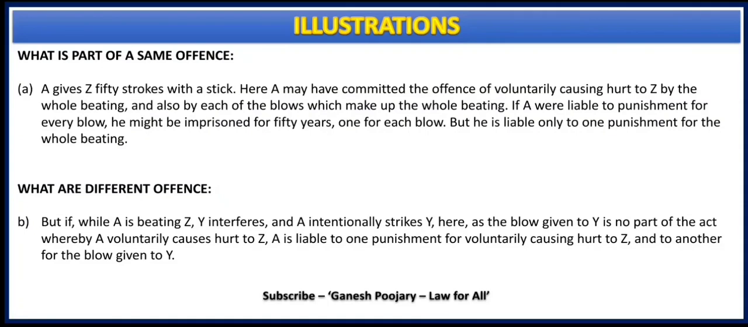Whereas in the second illustration, what happens? A is giving blows to Mr. Z and Y tries to stop it, and A intentionally gives a blow to Y also. Now here A has committed 2 different offenses. One, he has given a blow to Mr. Z with the help of the stick, and the second offense is he has given a blow to Mr. Y with the help of the stick. Now he will be punished for 2 different offenses. I hope that is very clear. With that thinking, I am moving forward.